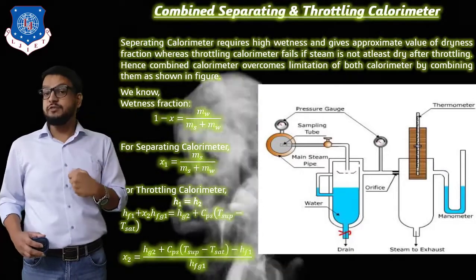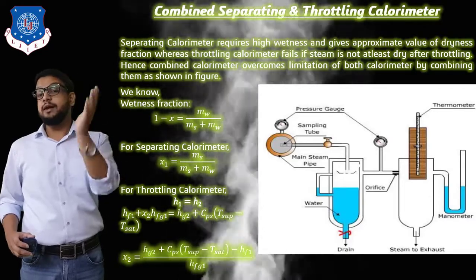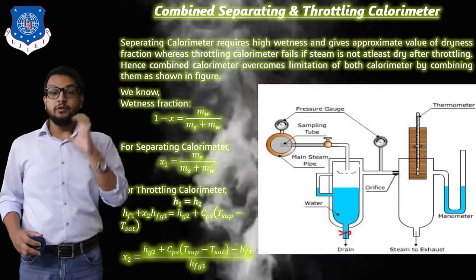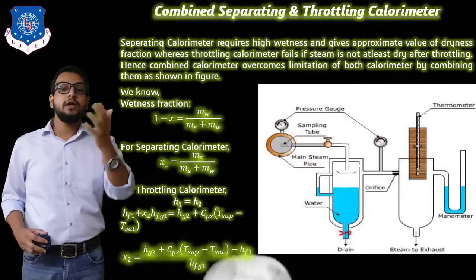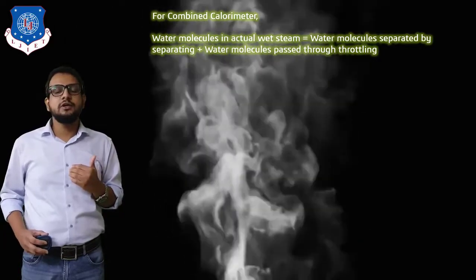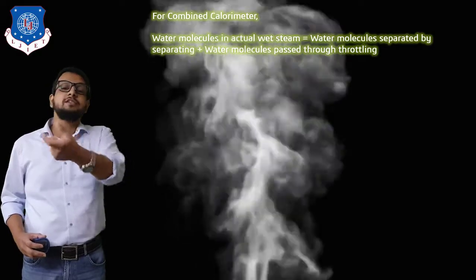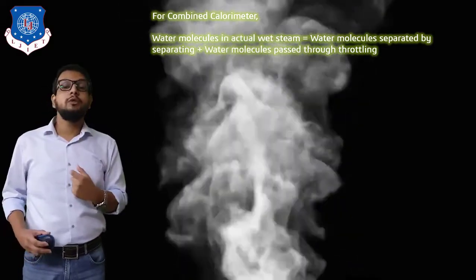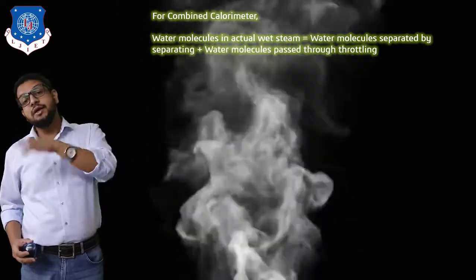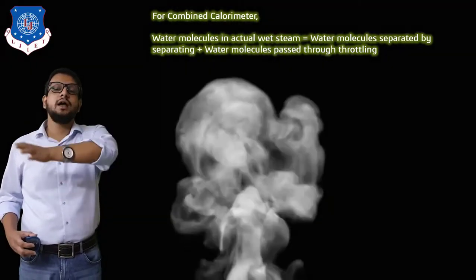We need to find out small x, that is the actual dryness fraction of the wet steam. This is a dryness fraction which is obtained by two separate calorimeters, one separating and another throttling, but we need to determine the combination. So how can we do that? Let's see our further steps. For the combined calorimeter, we are going to use the concept that the water molecules in the actual wet steam are equal to the water molecules separated by the separating calorimeter plus the water molecules passed through the throttling calorimeter.